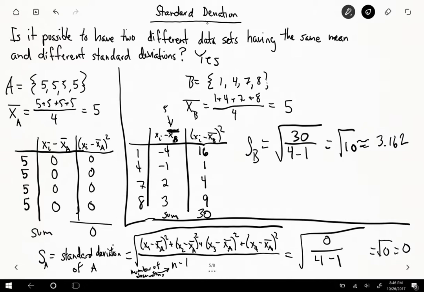The key is just start fiddling around with the numbers, seeing what happens with different data sets. And you can have all sorts of possibilities. Do I have to keep the standard deviation? Notice this was 3. Could I have the mean be 5 and say the standard deviation be 1,000,000? Yes, it's not that bad.